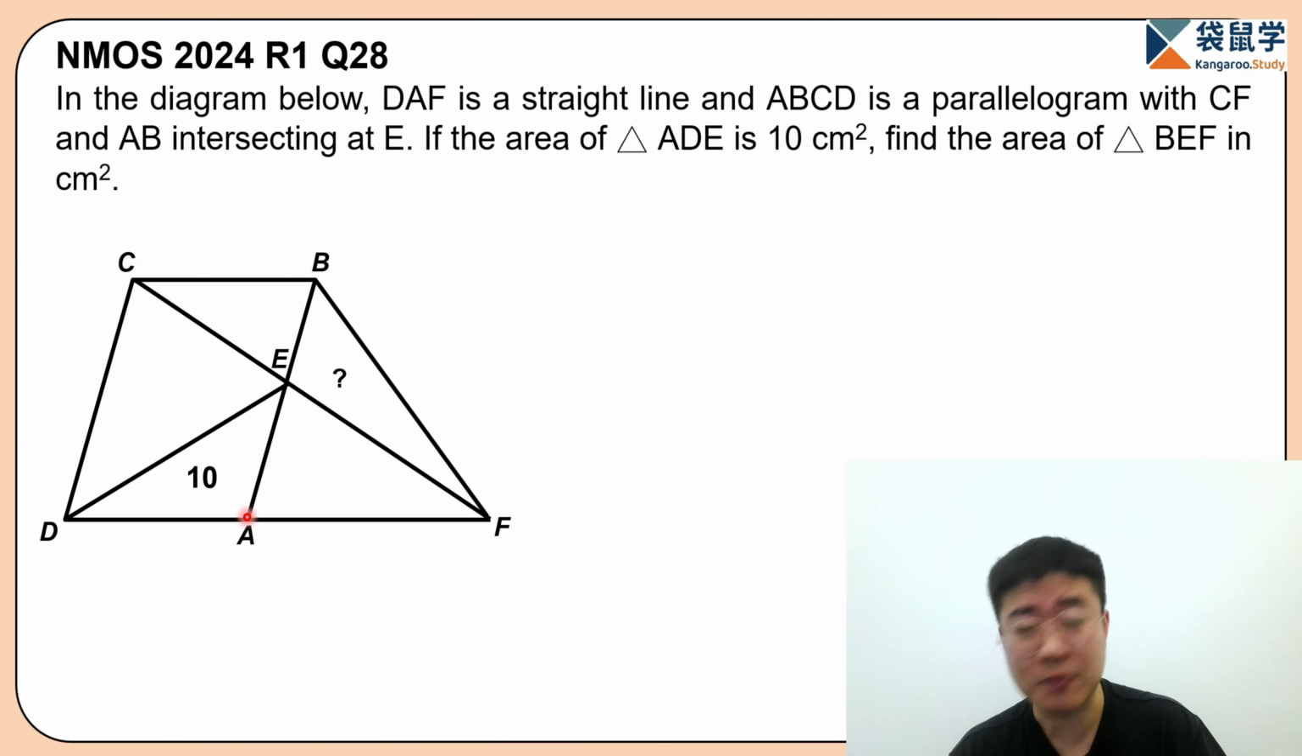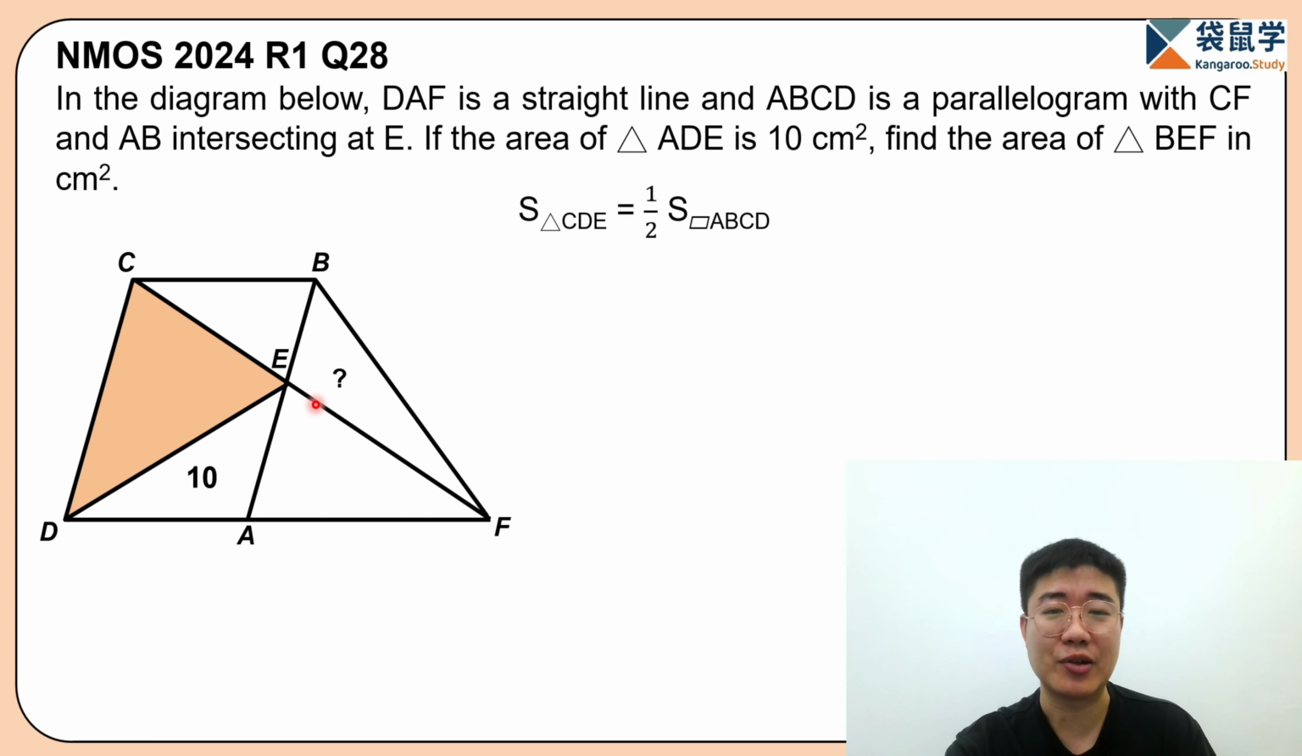A, B, C, D. And we can see that within the parallelogram, we also have a triangle where the base is on one side of the parallelogram. The vertex is on the opposite side. So this is the triangle CDE. Of course, we know this is half of the parallelogram. Let's write it down here.